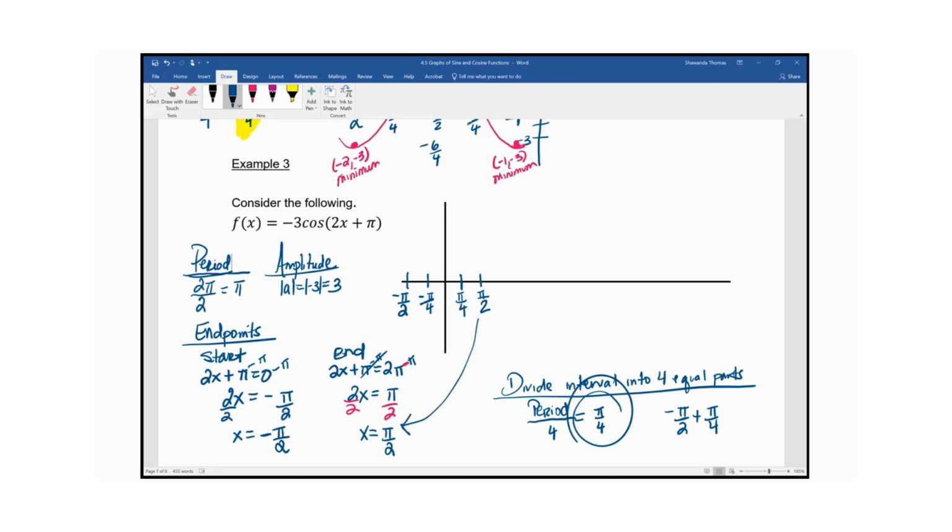All right. Our amplitude we said was 3. So we're going to say that's 3 right there. Try to do it equal distance apart. So let's just say that's 3, negative 3.